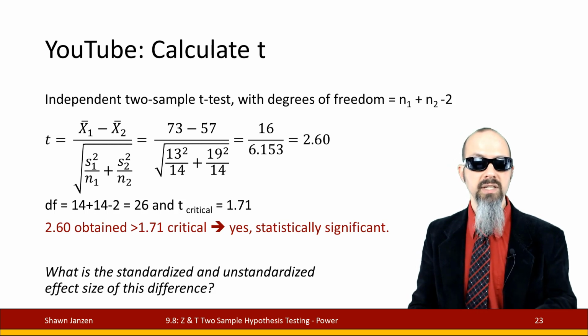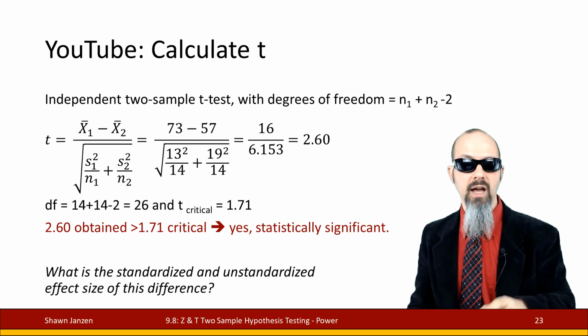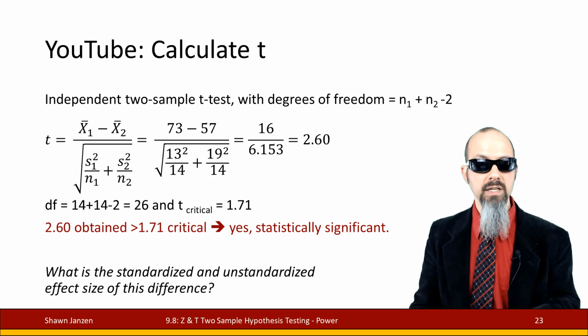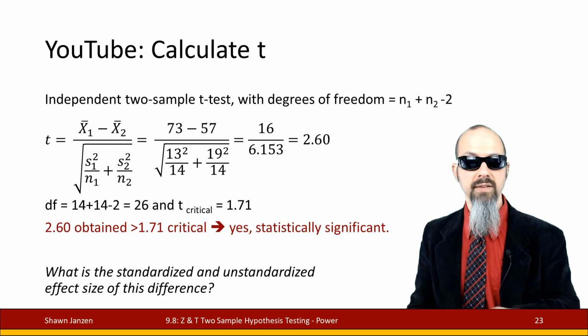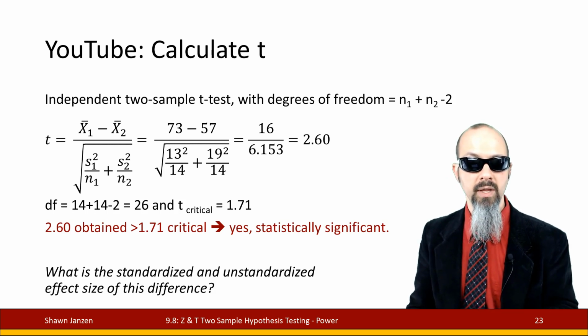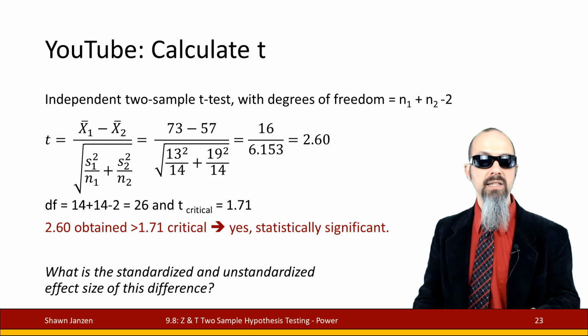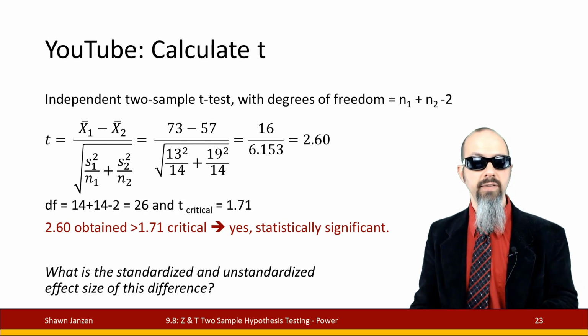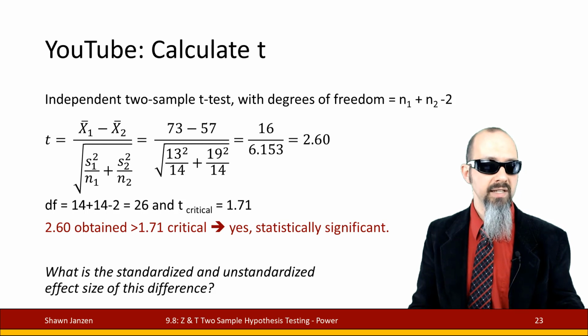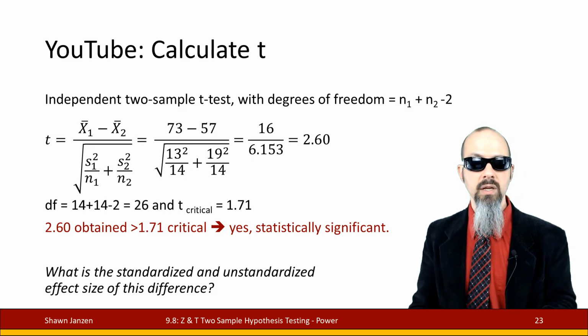And these values together, with my degrees of freedom and the alpha I was already given, I can find out that my t-critical value is 1.71. And so if I go ahead and compare my t-statistic obtained to my t-critical value, 2.6 is much larger than 1.71, and so yes, we are certainly statistically significant.